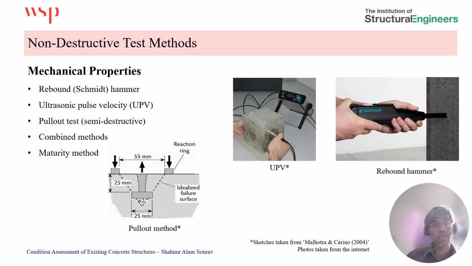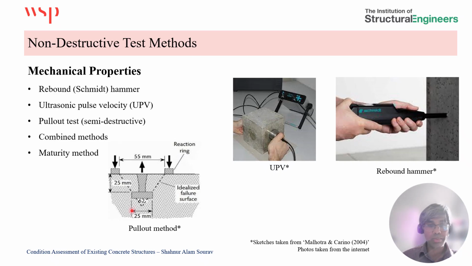So I have provided some examples here of different types of property that we can measure. When we try to measure mechanical properties such as compressive strength, these are the non-destructive tests that we can use: there is the rebound hammer, the ultrasonic pulse velocity, and pull-out testing. We can use these methods in a single way, or in a combined nature.